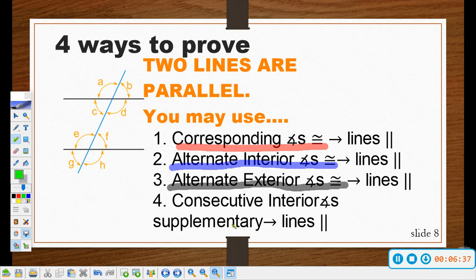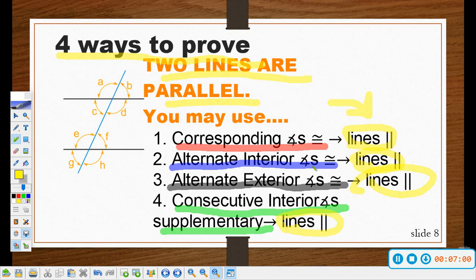And you can also say if you have consecutive interior angles and they're supplementary, then you know the lines are parallel. So notice in all of these, our conclusion is that the lines are parallel. So that means that what we're doing is we're proving lines parallel when we're proving the conclusion. So take a minute to pause the video and list the 4 ways to prove that 2 lines cut by a transversal are parallel.